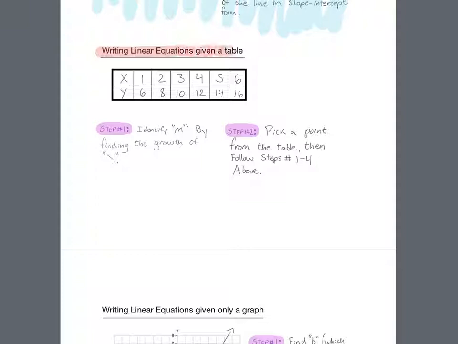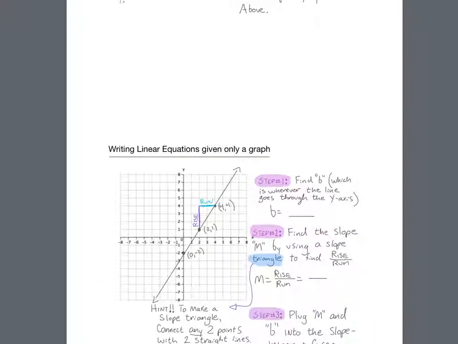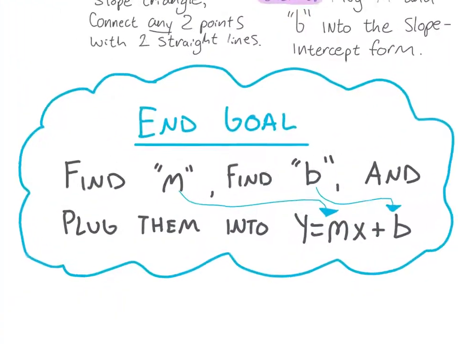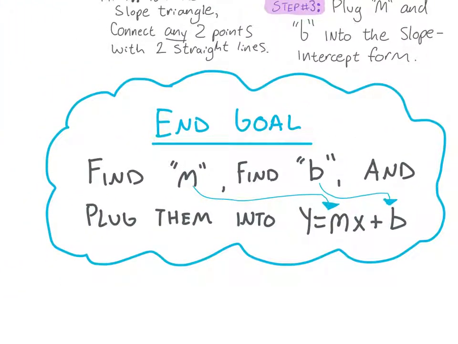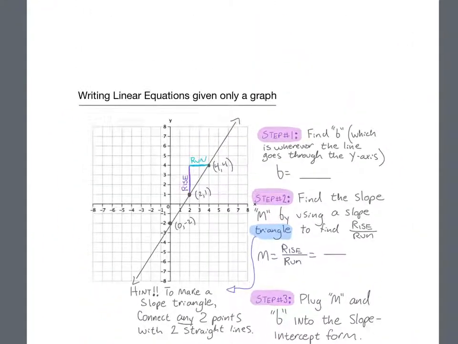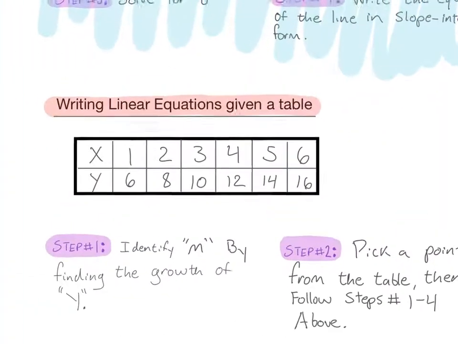linear equations given a table. So same end goal as last time. If you flip your paper over, you'll see your end goal. Our end goal in this problem is to find M, to find B. Once we find M and once we find B, we have everything we need, and we just need to plug them into y equals mx plus b format. That is how we write an equation. So end goal, find M, find B. That's what we're going to do right now, given this table of points.